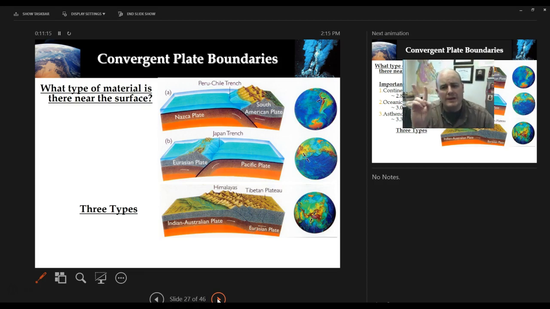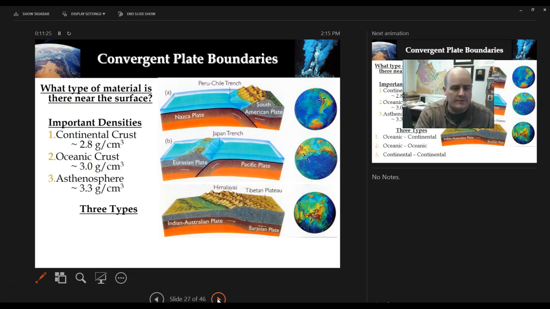Now remember, there's two types of crust, oceanic crust or continental crust. If there's two types of crust, then that means there can be three types of convergent boundaries. Okay? So the important densities to remember, and I don't care about the numbers, you do need to know the relative densities of them, all right? So continental crust is that felsic material. Felsic and intermediate material of the magmas.